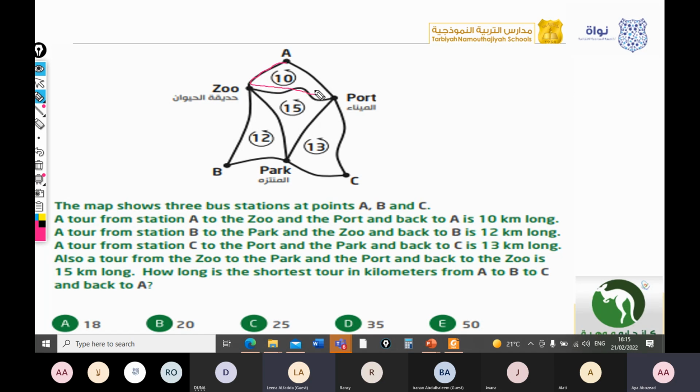From here to the zoo and to the port and back to A, all of this triangle equals 10 kilometers. And here, a tour from station B to the park and then to the zoo and back to B, it's going to be 12. Tour C from C to the port to the park and back to C, it's going to be 13. Also a tour from the zoo to the port to the park and back again to the zoo, it's going to be 15. So each triangle you have the perimeter.